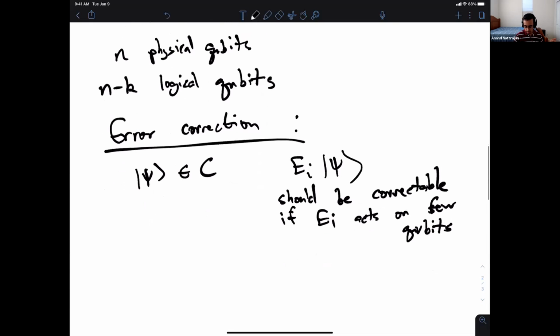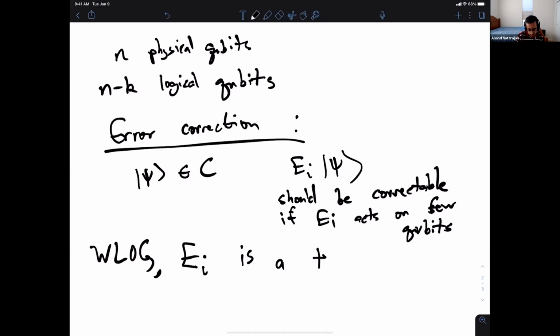One thing John mentioned last time is that it suffices to consider errors that are themselves tensor products of Pauli matrices, because any general error can be written as a linear combination of such matrices. So without loss of generality, EI is a tensor product of Paulis.